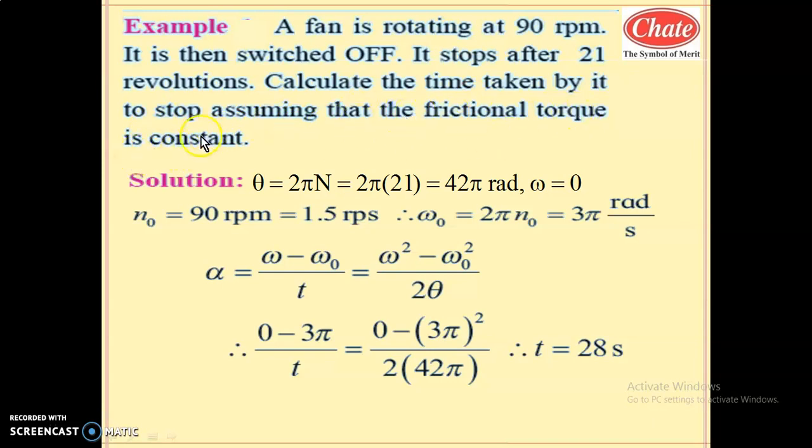Assuming that frictional torque is constant, this torque is an analogous quantity to force. As torque is constant, it means angular acceleration is constant. As angular acceleration is constant, we can very well use the kinematical equations. Here speed is not constant; the speed reduces to 0.